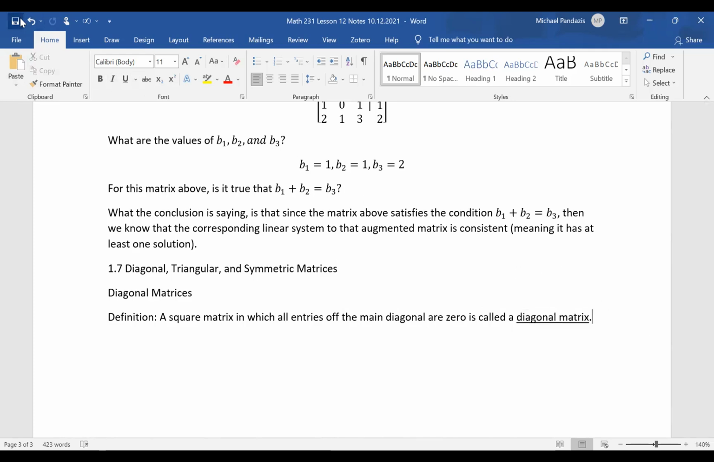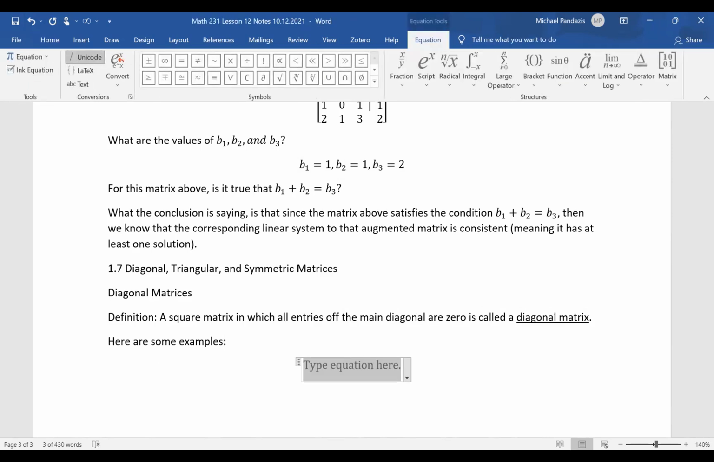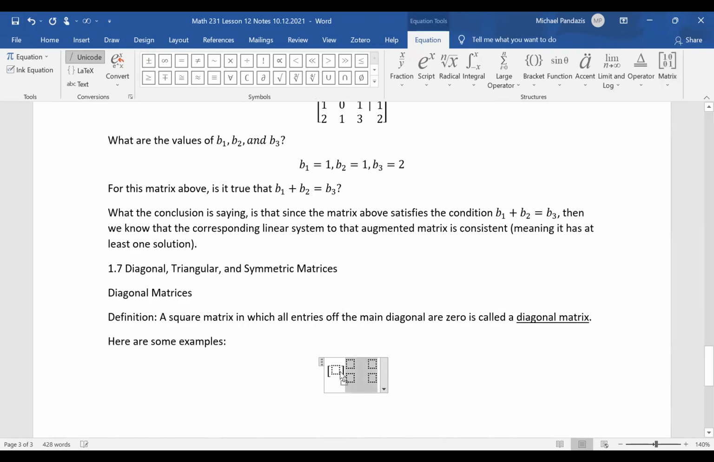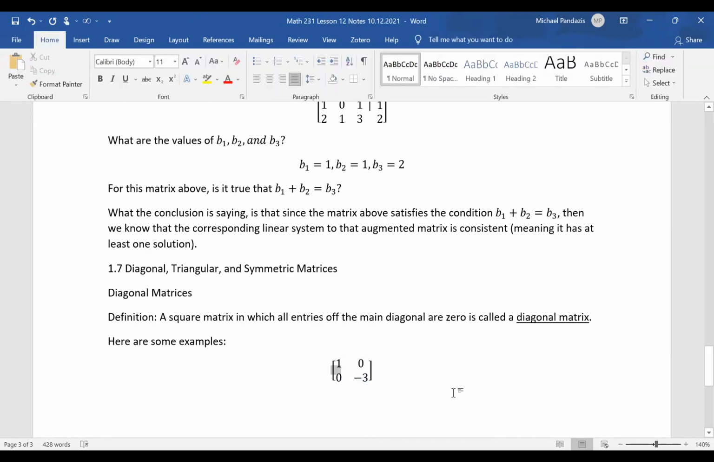Okay, so here are some examples. It's just all the entries off the main diagonal are 0. That's a diagonal matrix. So for instance, in this one, if you had 1, 0, 0, -3, that's a diagonal matrix because all the entries off the main diagonal are 0. The main diagonal goes from the top left to the bottom right, just like y equals -x. It just goes across the diagonal like that, right? So that is a diagonal matrix.